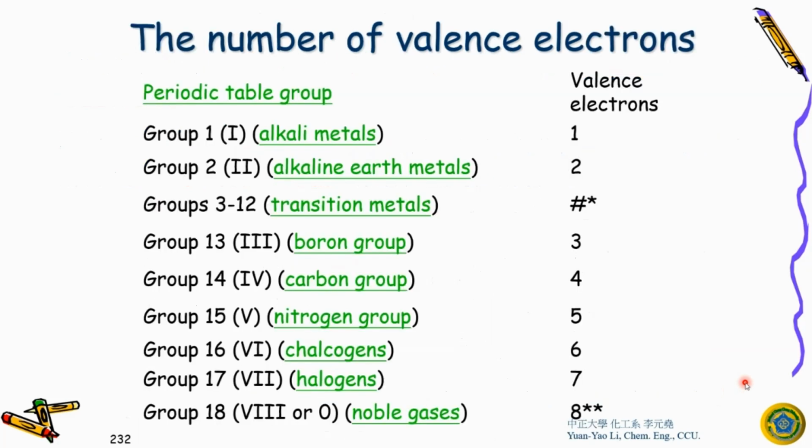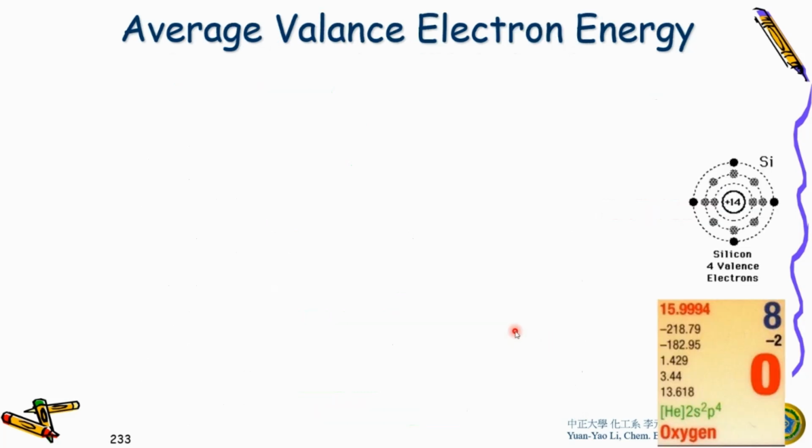Right, let's recall what we have learned last week. This is the number of valence electrons in group 1A, 1, group 2A, 2. And we have this, what is this called? Modified d electrons, right? Okay, and then group 13, or sometimes we call group 3A, 4A, 5A, 6A, 7A, and 8. That's a different definition.